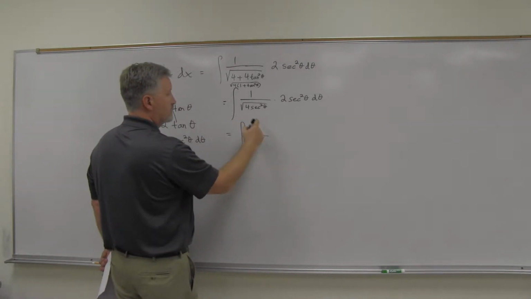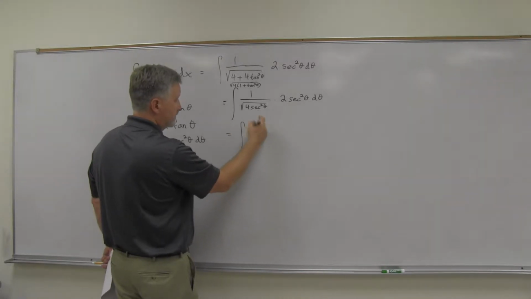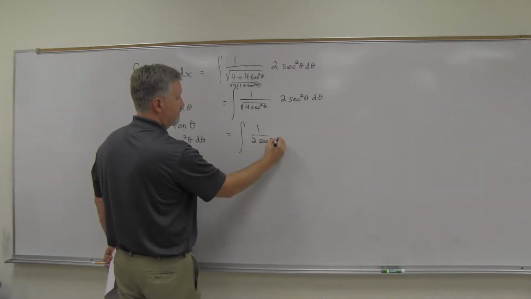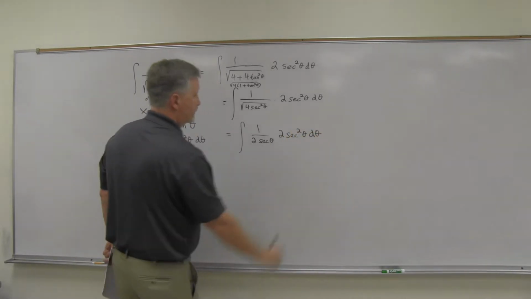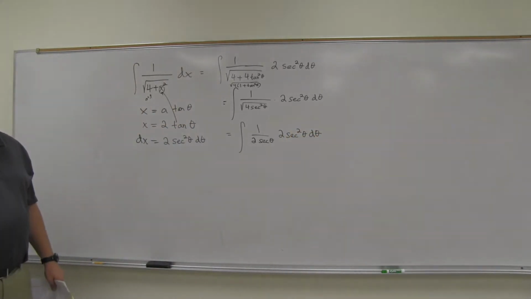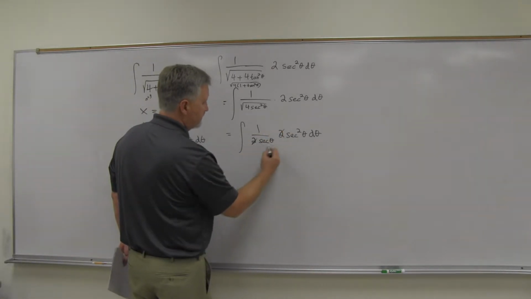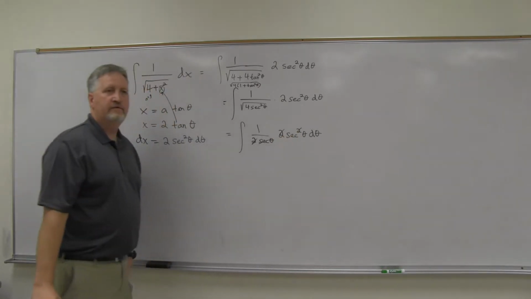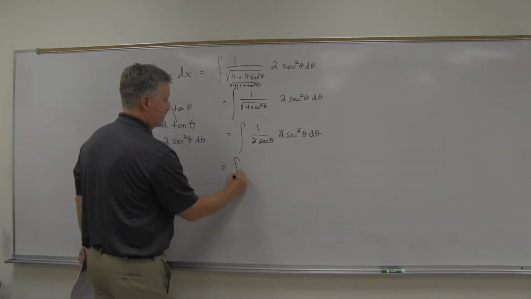So that's 1 over just 2 secant theta, isn't it? Square root of 4 is 2. Square root of secant squared is secant theta. Aha! Still pretty nice because the 2's cancel. And we've got secant squared, so we can take one of those down. So it's just the integral of secant theta d theta.